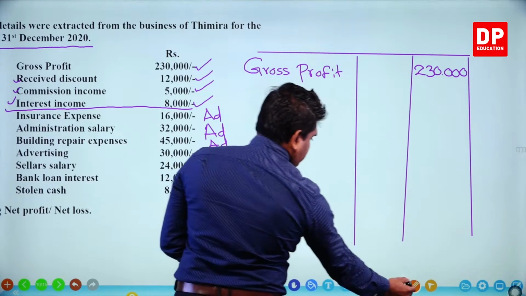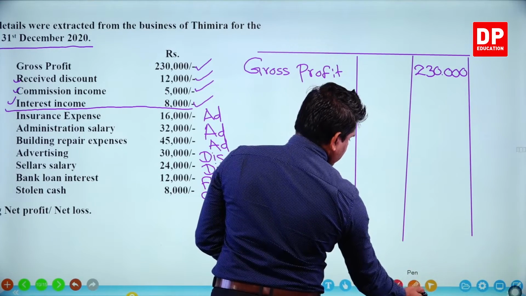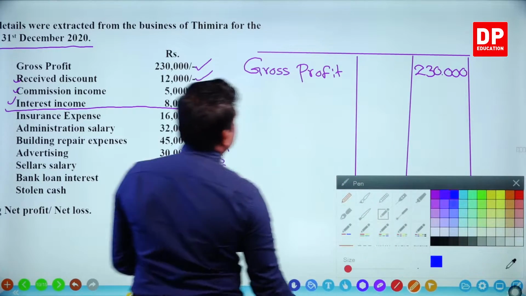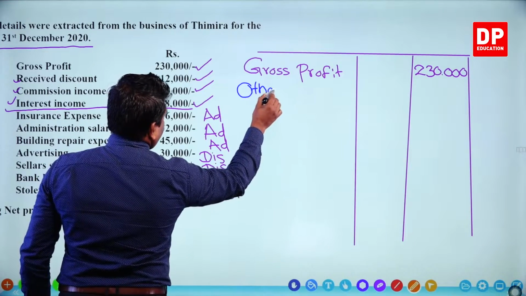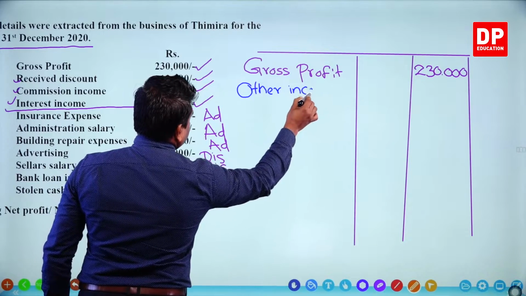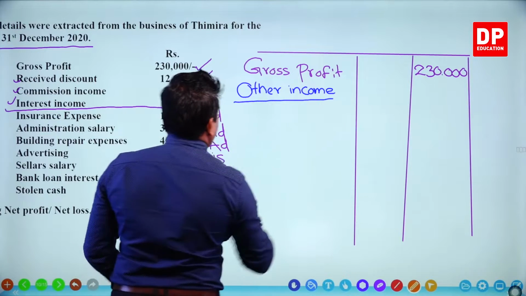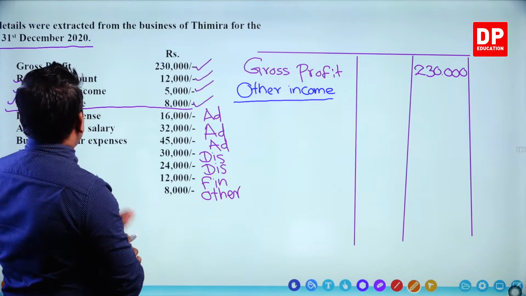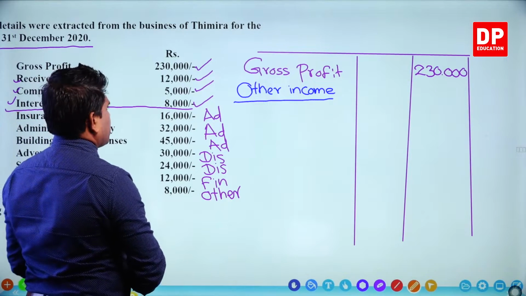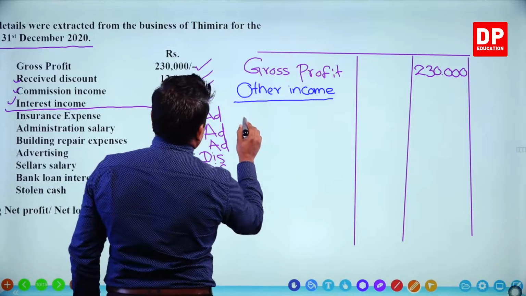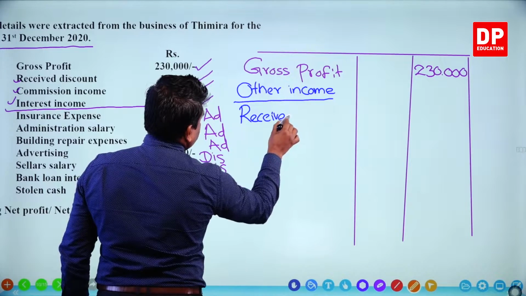Then other income, right? We can write other income under the gross profit. I think you are doing with me, right? Then what are the other income? I mark them: received discount, commission income, interest income. Then you can write received discount.